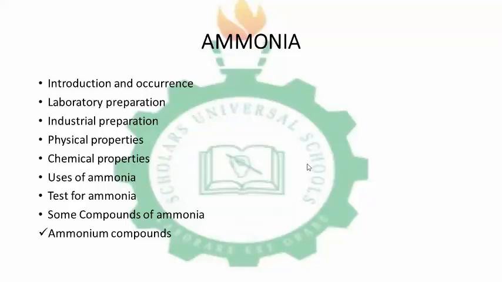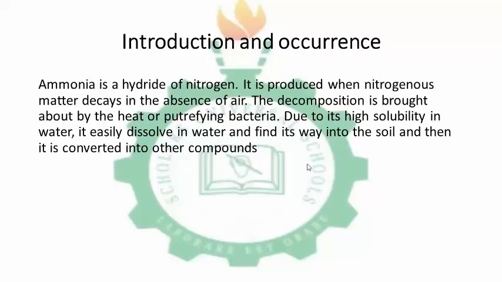Now, under ammonia, we're going to discuss its occurrence in nature, laboratory preparation, industrial preparation, its physical and chemical properties, and some important uses of ammonia, and how you can test for ammonia in the laboratory. Then after that, we're going to discuss some important compound of ammonia, which is the ammonium compound. Now, ammonia is a hydride of nitrogen.